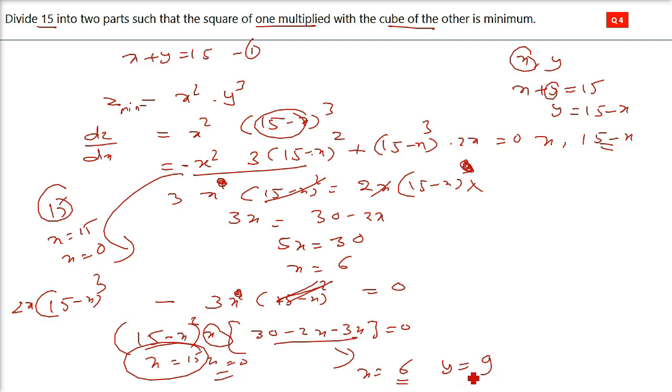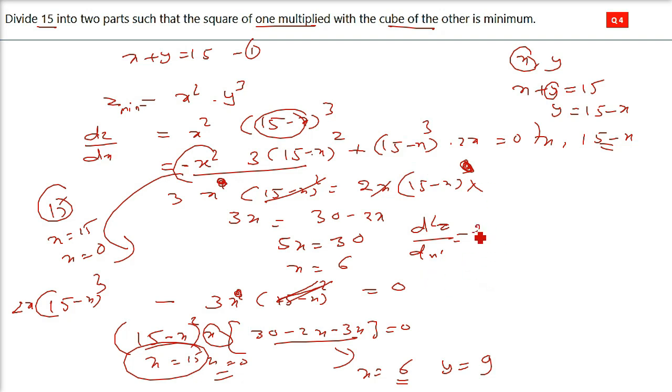I hope you got all the explanation which I gave. 0 and 15 cannot be taken. X equals 6 can be taken, and y is equal to 9, because x is 6, so y will definitely be 15 minus 6. That will give you 9. The next step is to differentiate, double differentiate.